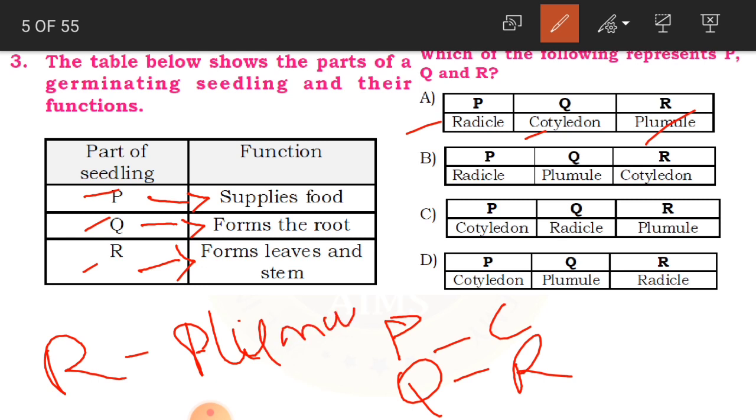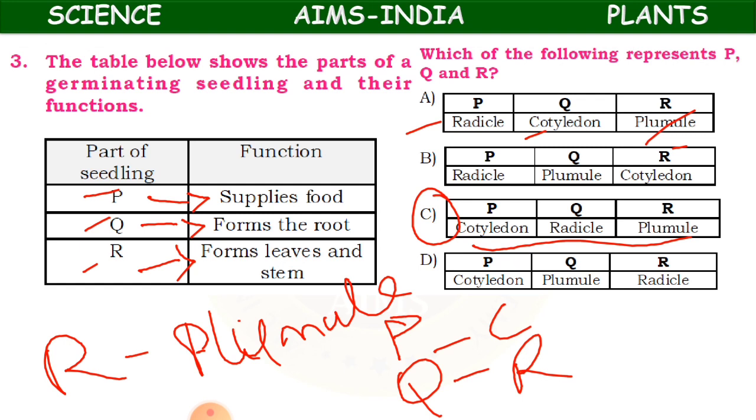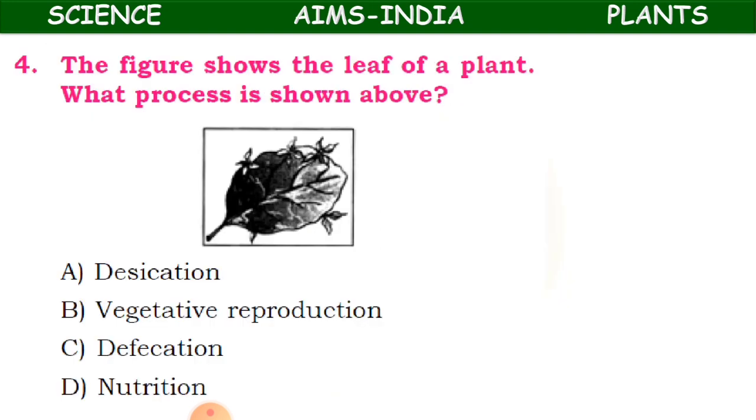I will write like this one, okay children. Now R is what? Plumule. Clear? Now according to this order, what must be the answer? P is cotyledon, Q is radicle, and R is plumule. Then we have this in our C option. See here children. So that is why C option is the correct answer. Clear? Now we'll move to the next question, that is the fourth one.